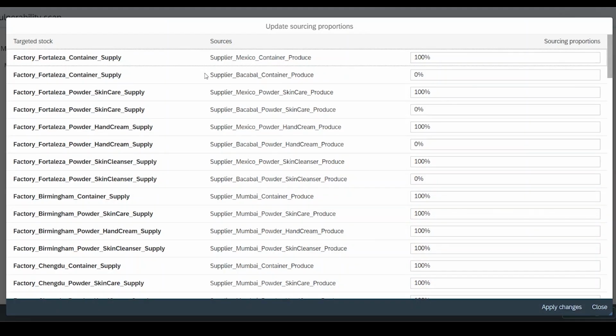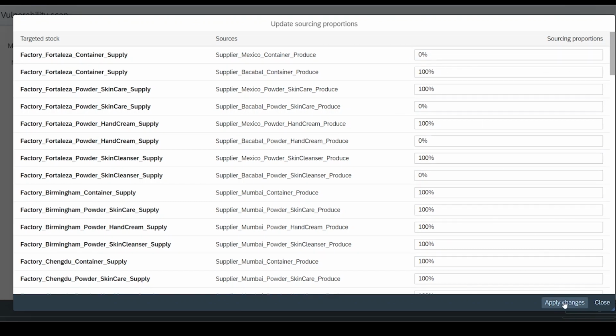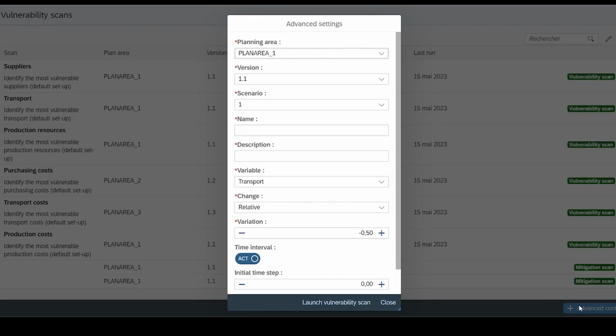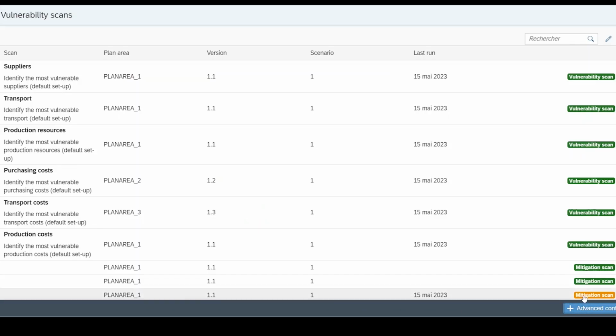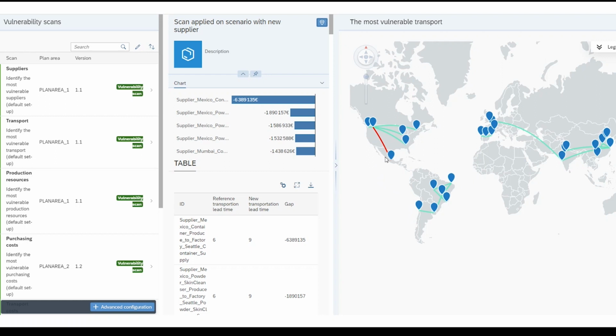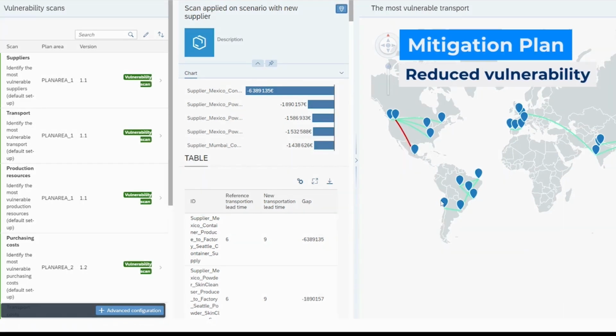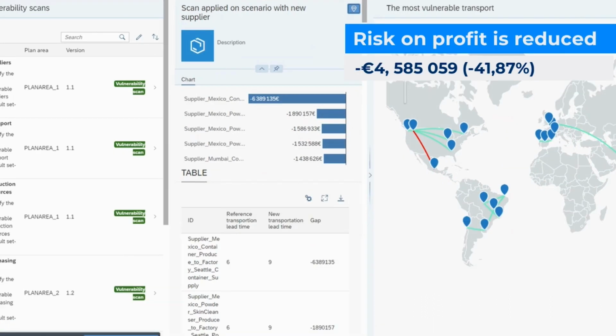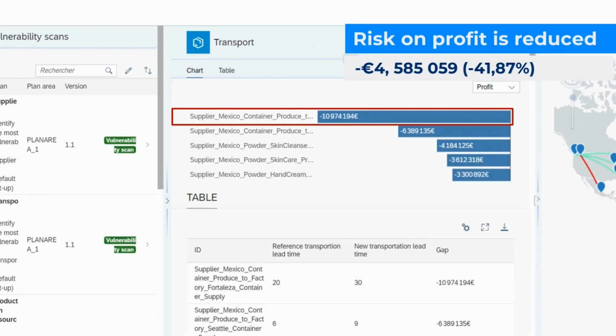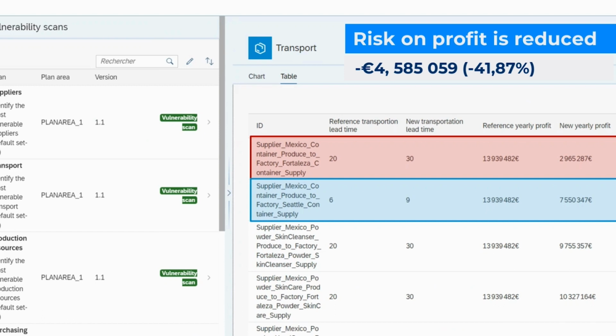One mitigation action plan could be to replace your Mexico supplier with a local one. Within a few clicks, you can visualize the mitigation plan and new supply chain configuration results. As you can see, the transport route from Mexico to Brazil is no longer displayed as a highly sensitive route, as you managed to significantly reduce the volume of products and goods transiting through this point. Moreover, the risk on profit was reduced by $4.5 million, or 42%, as a result of this mitigation plan scenario. Continuing in this manner for each vulnerability, you can limit the risk as much as possible.